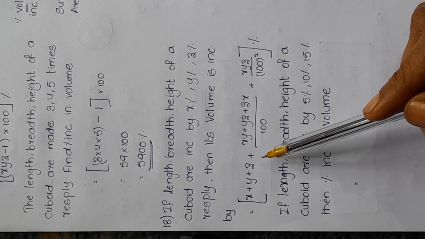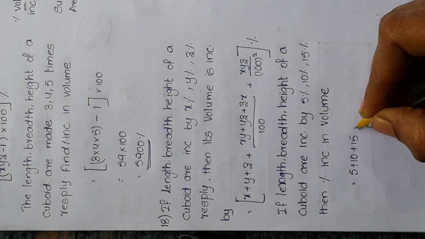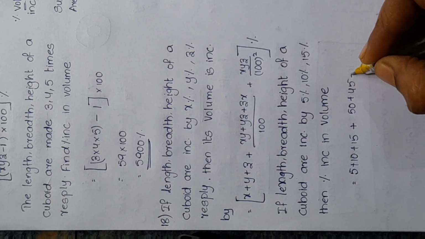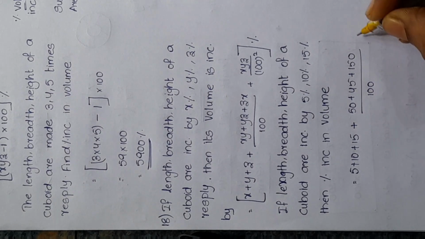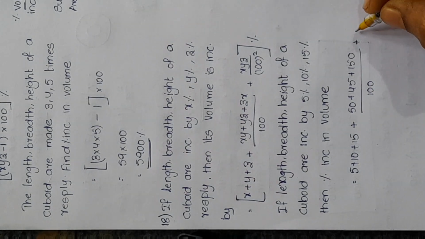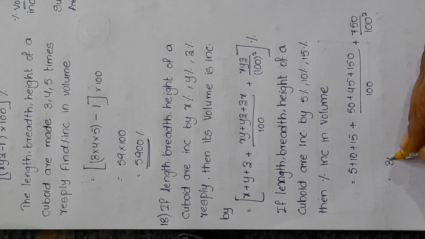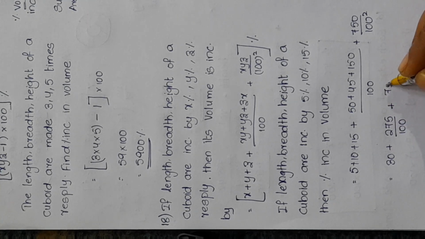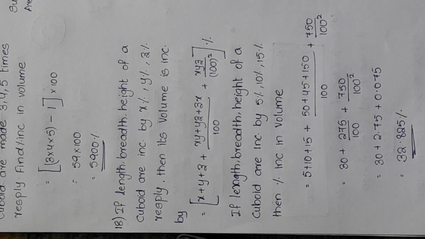Let us substitute the values in the above formula. 5 + 10 + 15 + (xy is 50, yz is 5 into 15, that is 75, plus zx, 10 into 15, that is 150) by 100 + xyz, the xyz value is 750, by 100². We get this as 30 + 275/100 + 750/100². That is 30 + 2.75 + 0.075. The percentage increase in the volume is 32.825%.